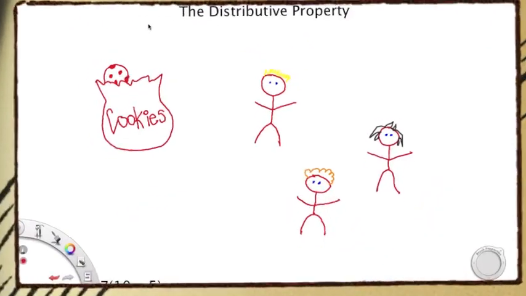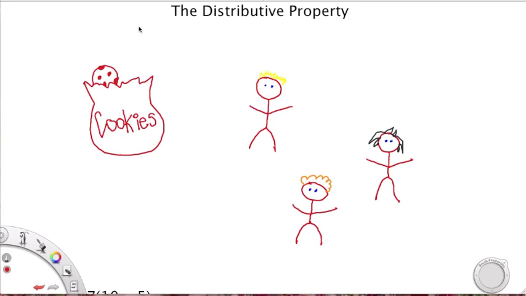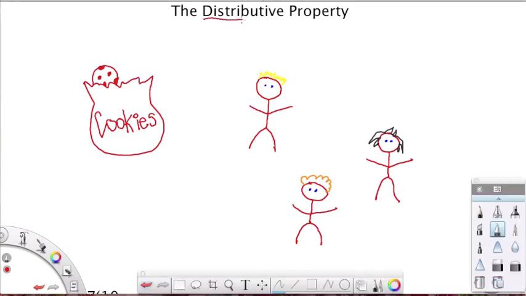Let's look at the distributive property. Now, when we talk about the distributive property, we should look at the root word of distributive. The root word of distributive, we get the word distribute. What does it mean to distribute? Distribute means to give something out evenly, or to pass something out, or to give something away.